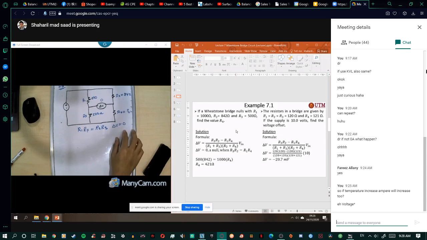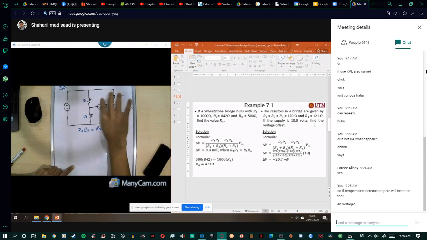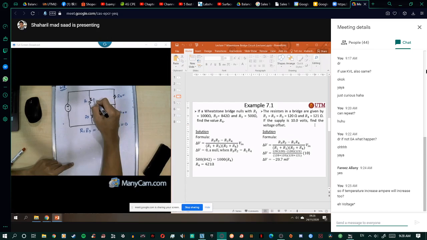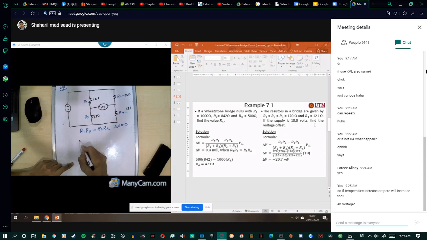Okay, number 2. If the resistors are R1 120 ohm, R2 120 ohm, R3 120 ohm, and R4 is 121 ohm. So everybody, this one is 120, 120, 120, but this one is 121. Find the voltage offset, delta V. For this one you need to use the formula at point A and point B here.